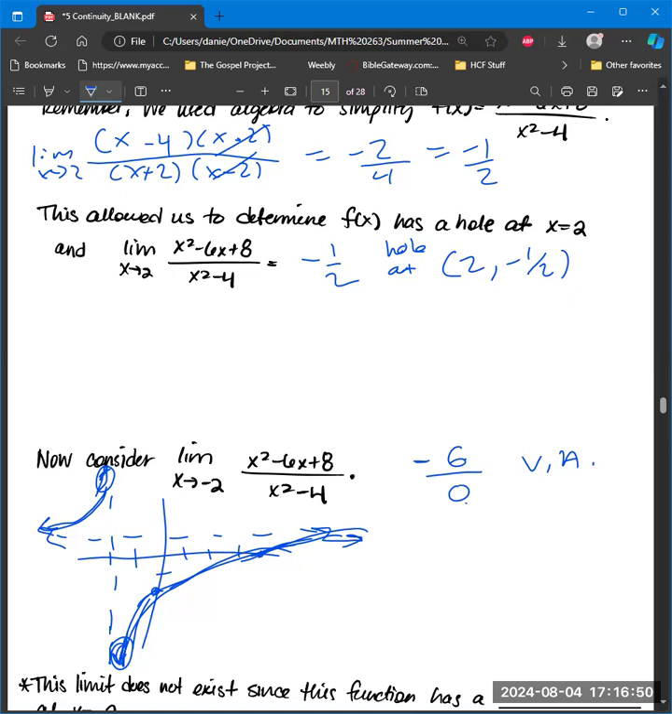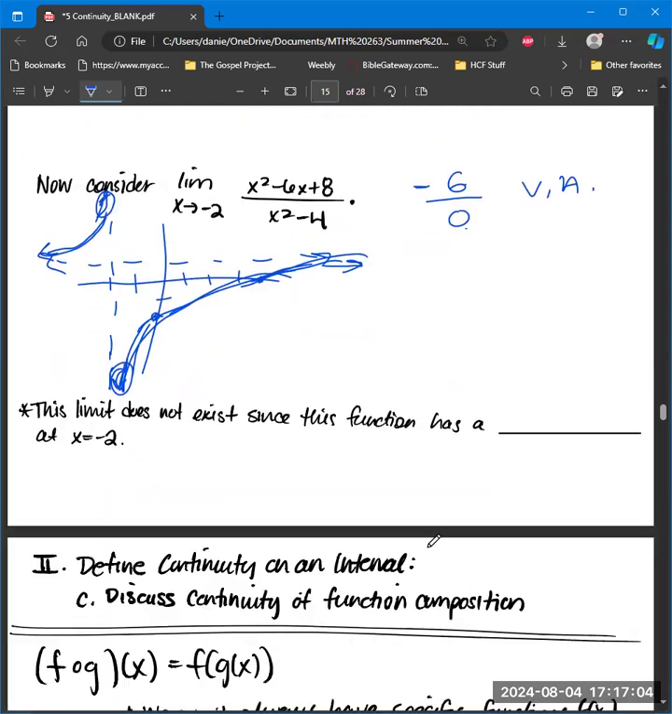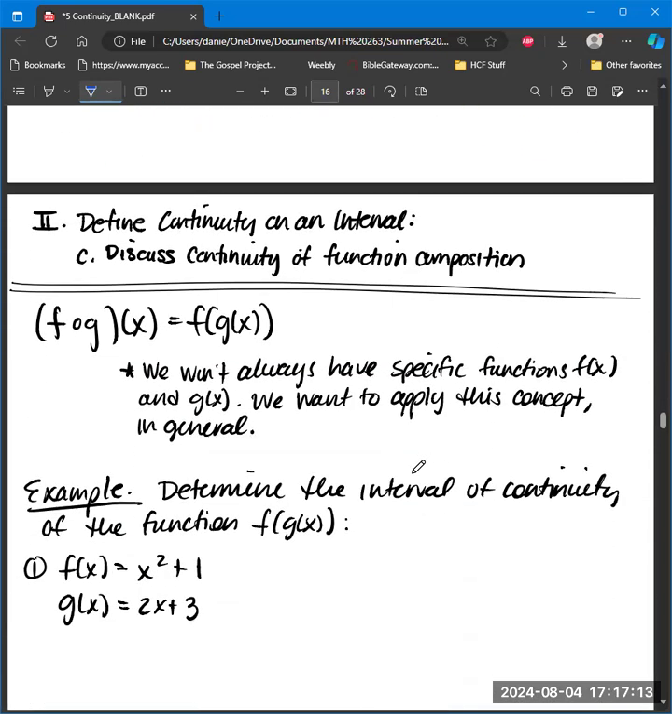Let's see if that's right. x minus 4, negative over positive is negative. Yeah. Okay. So we have a vertical asymptote at x equals negative 2.